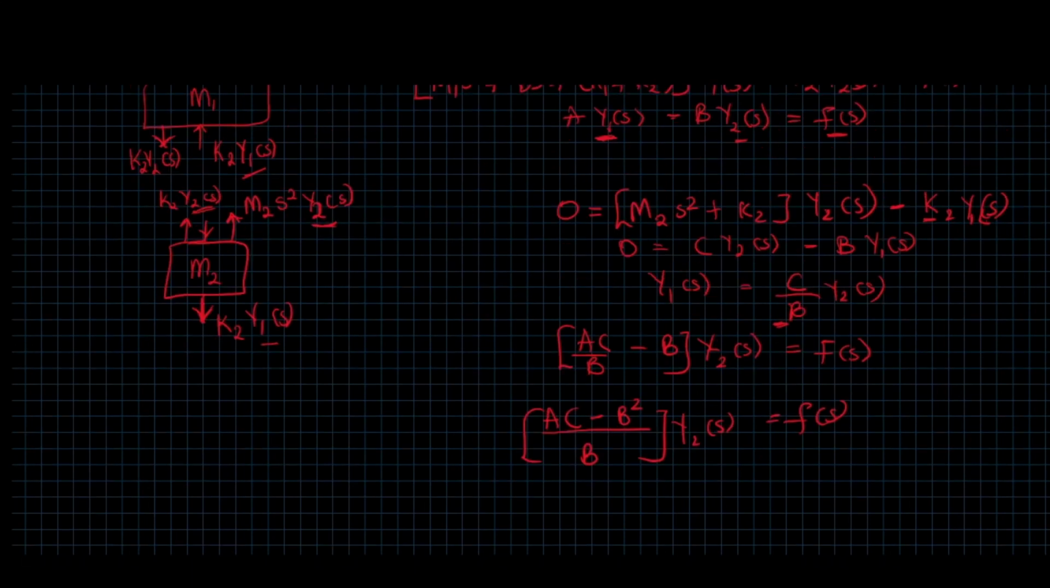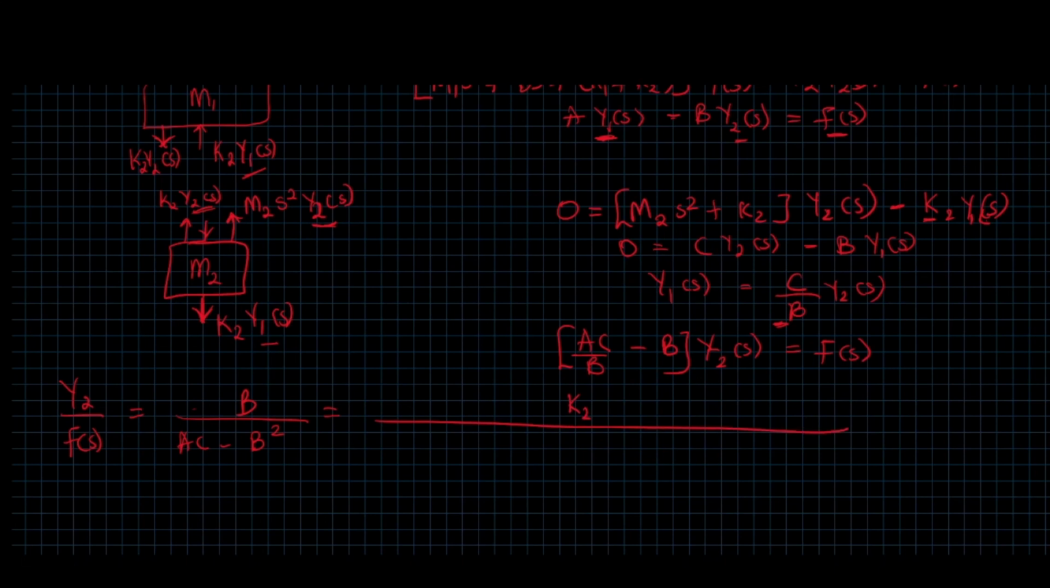Now you can simply write Y2 over F(S), which is going to be equal to B over AC minus B squared. I can simply substitute back what A, B, and C are. So it's going to be just B, which is simply K2, all over AC minus B squared. This will be your final answer. Thank you for listening. Hope you understood.